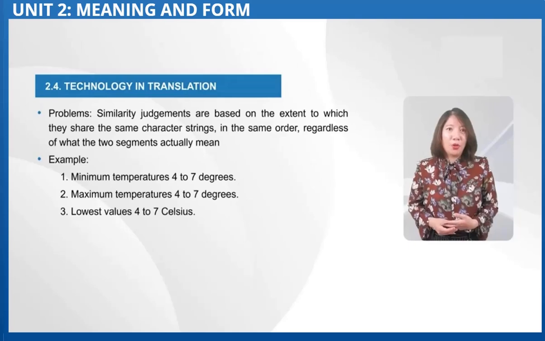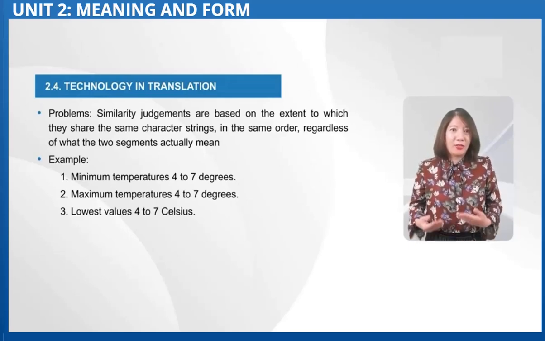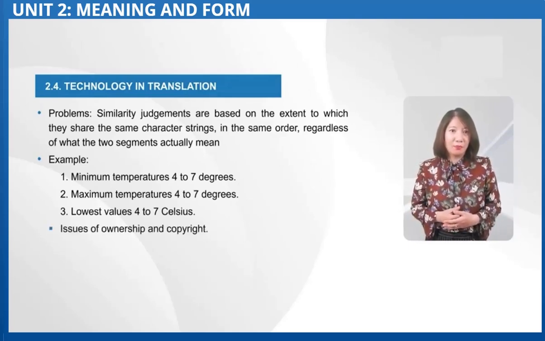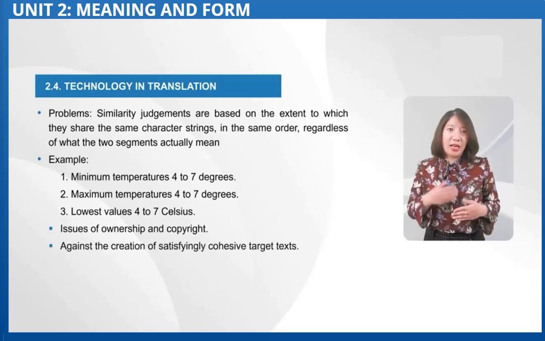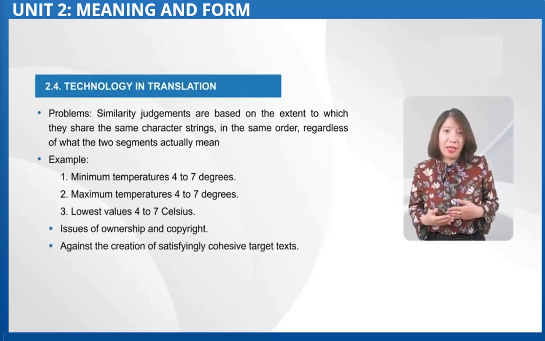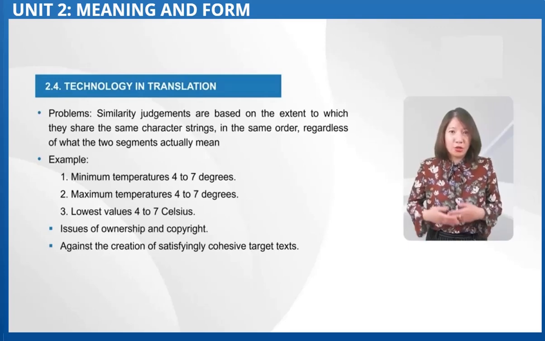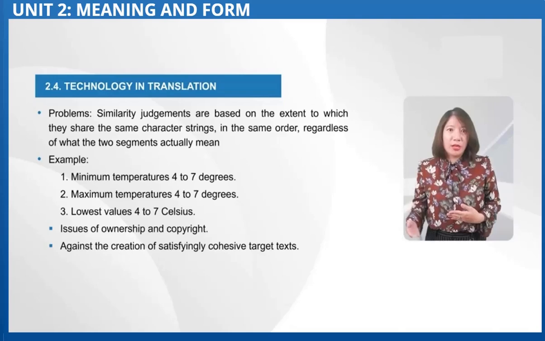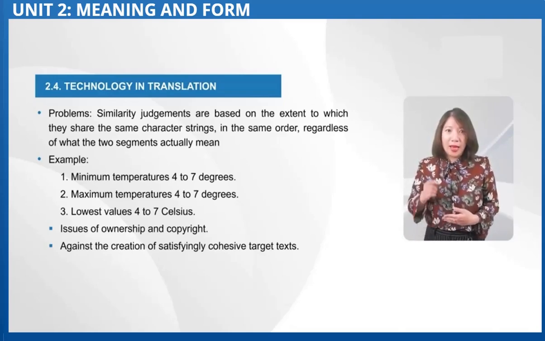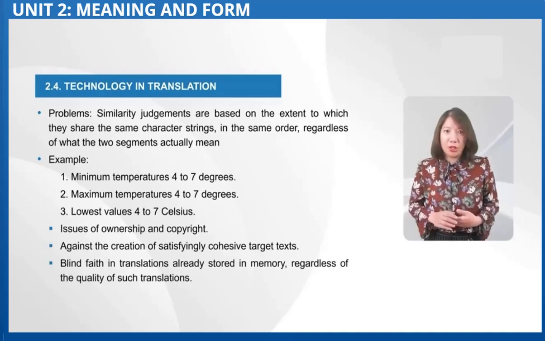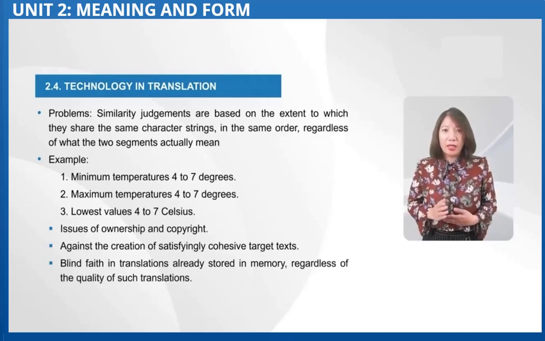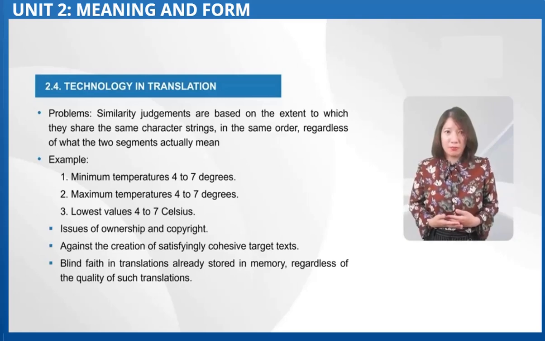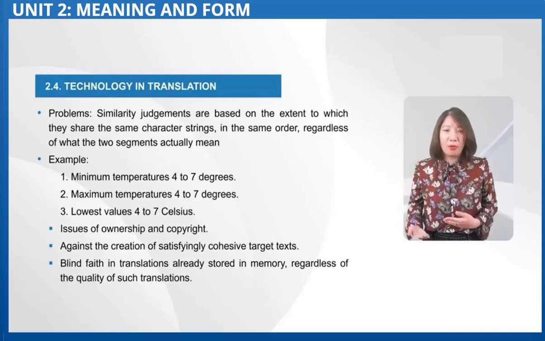The second problem with technology is the issues of ownership and copyright. And also it is against the creation of satisfyingly cohesive target text. The translator may depend too much on the translation and reduce his or her own creativity. And finally, there is the blind faith in translation already stored in memory regardless of the quality of such translation. So, over-dependence on the machine or on the memory.